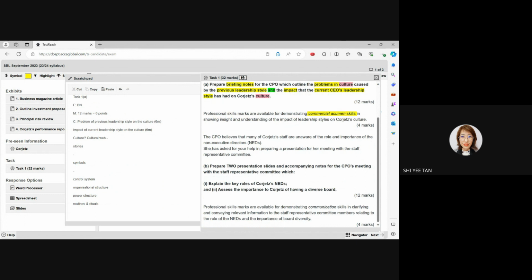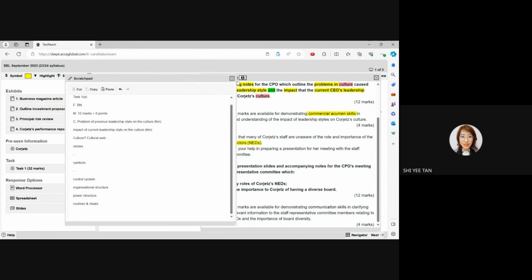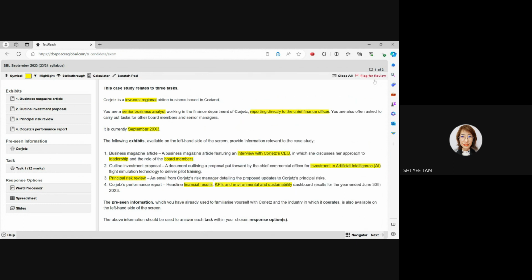B part. The CPO believes that many of the Corjetz staff are unaware of the roles and importance of the non-executive directors, NED. She has asked for your help in preparing a presentation for a meeting with the staff representative committee. Oh, NED. NED is who? What is NED? NED is part of the board member, correct? So which exhibit can we see, maybe we have some information about this?